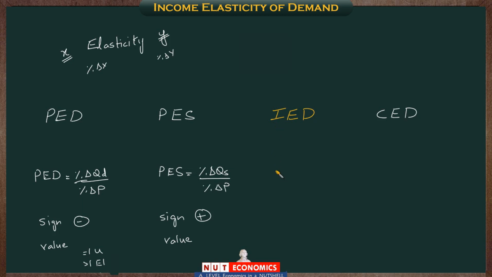And here we are going to compare the percentage change in demand with the percentage change in the income of the consumers. So the formula to calculate IED of a product would be to divide the thing that is changing, the percentage change in demand, by the percentage change in income, the thing that is causing the change.